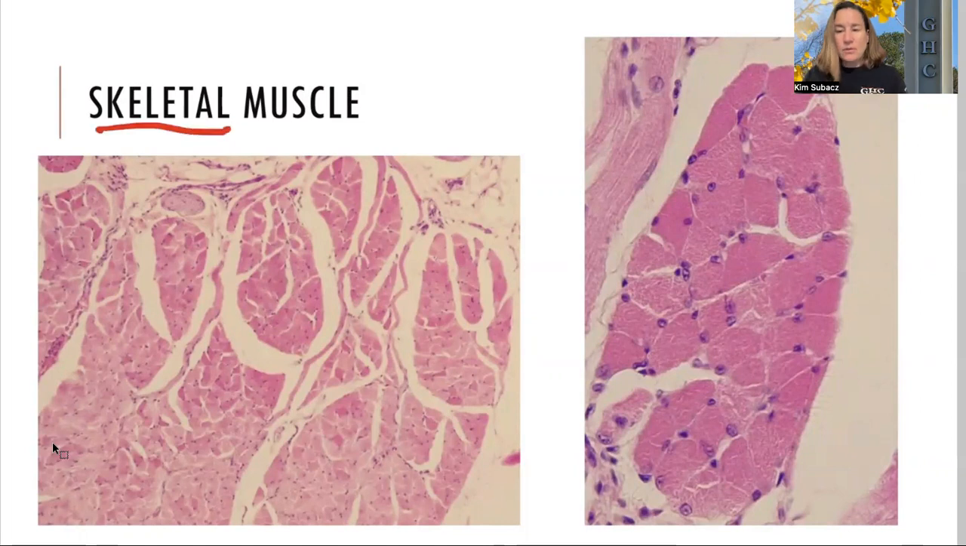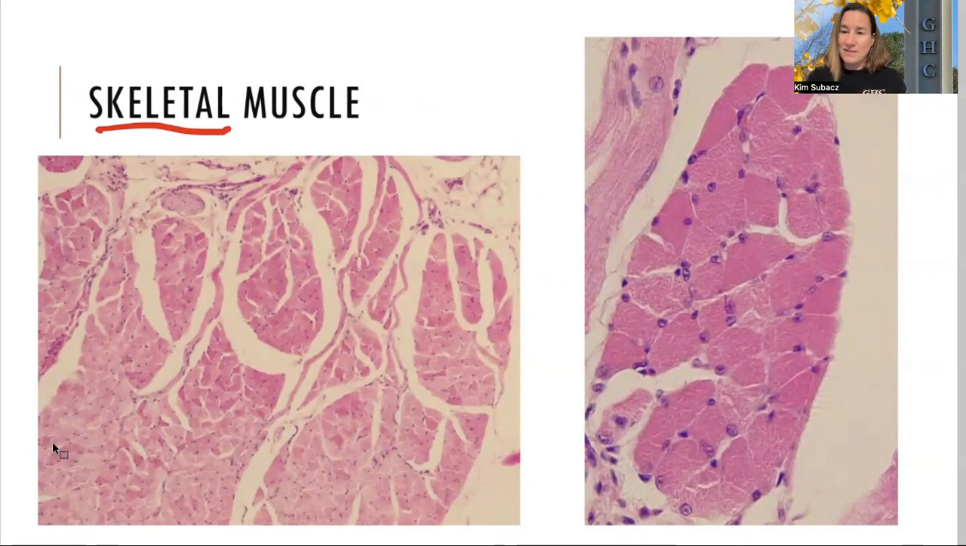Skeletal muscle is the muscle that allows me to sit here and talk to you and move my arms and all of that good stuff. That stuff is controlled. I am telling my skeletal muscle to move, so it is voluntarily controlled. It is going to have different types of connective tissue around different areas within the muscle. So I want to go over those guys.